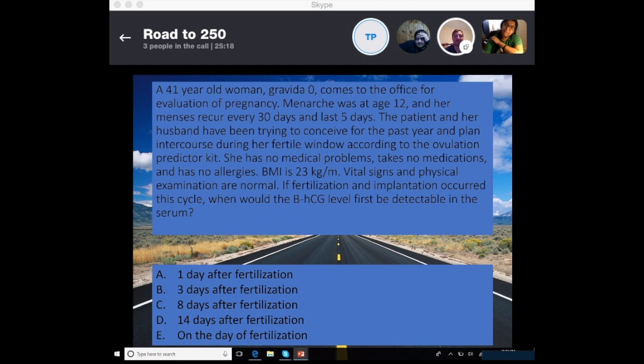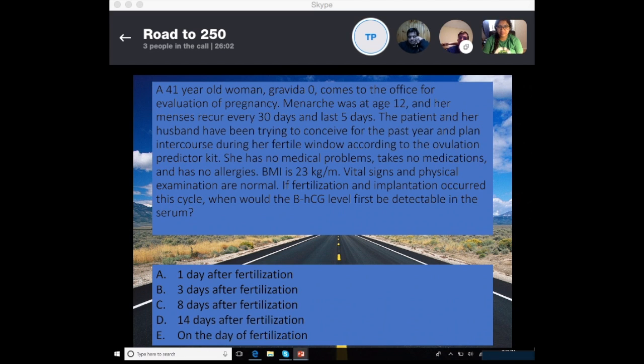All right. A 41-year-old woman, gravida 0, came to the office for evaluation of pregnancy. Menarche was at age 12, and her menses recur every 30 days and last 5 days. The patient and her husband have been trying to conceive for the past year and plan intercourse during her fertile window, according to the ovulation predictor kit. She has no medical problems, takes no medications, and has no allergies. BMI is 23. Vital signs and physical examination are normal. If fertilization and implantation occurred this cycle, when would the beta hCG level first be detectable in the serum?